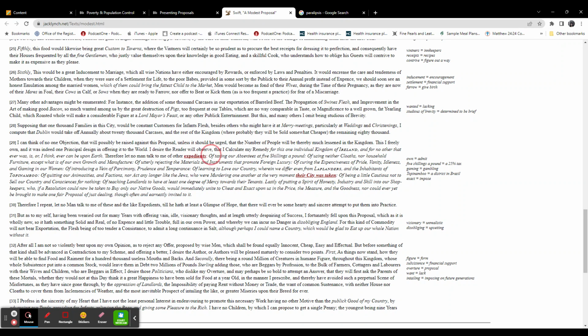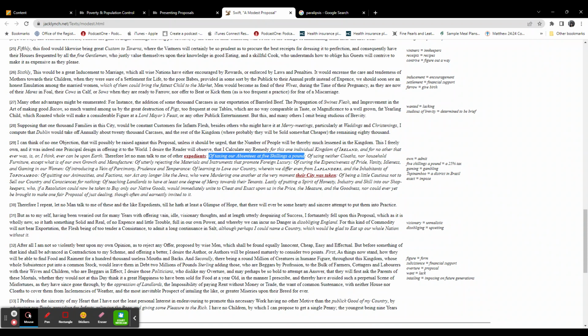Right. So of taxing our absentees at 5 shillings a pound. So those are your absentee landlords. These are the people, or it could be absentee citizens. These are the people who live in other countries, take their money to other countries, serve there, but still have property in Ireland and won't contribute to Ireland, right?